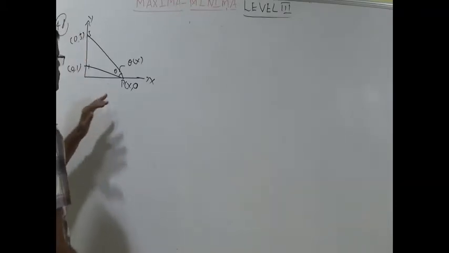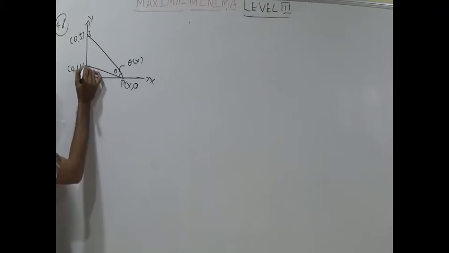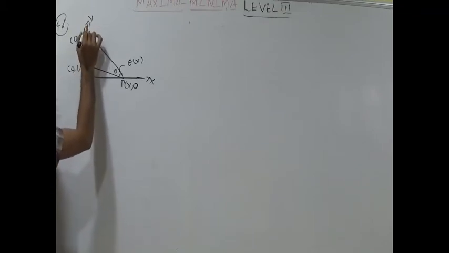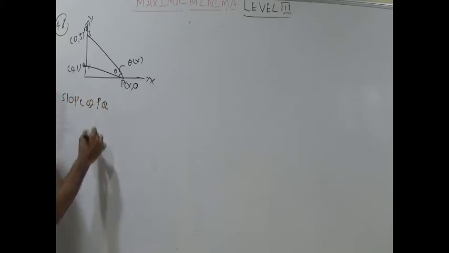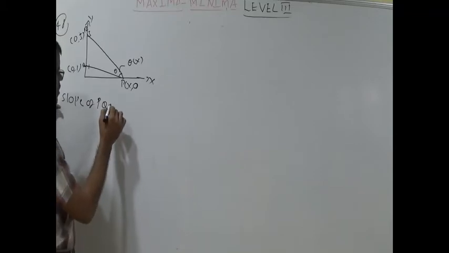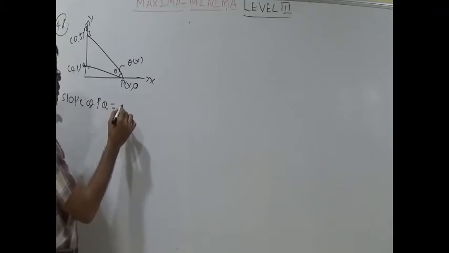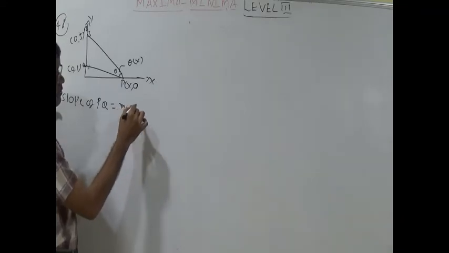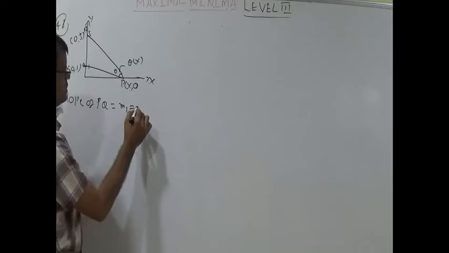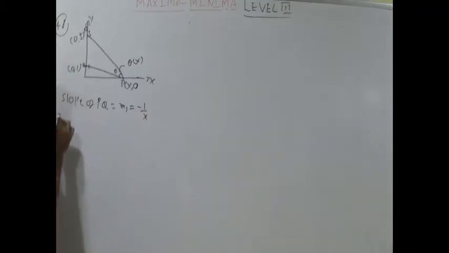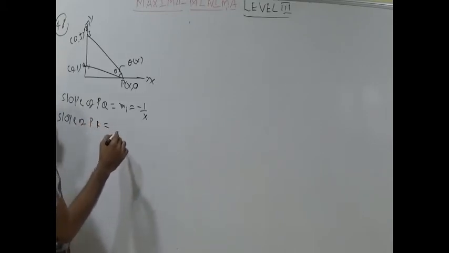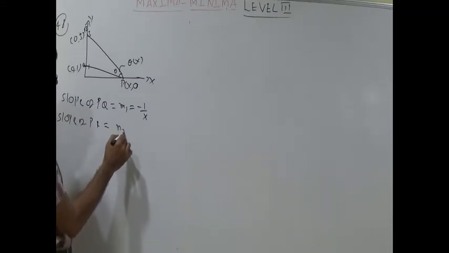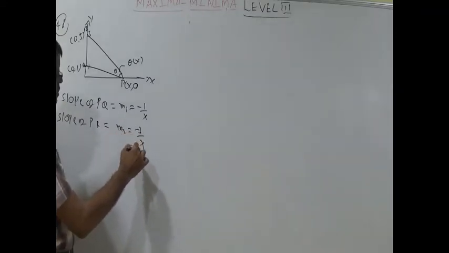Okay, let us discuss slope. Put here the name Q and here the name R. Slope of PQ. In level 3 I said a sum like this. Slope of PQ is equal to 1 minus 0 by 0 minus x. Put the name m1. So minus 1 by x you can write here. Next, slope of PR is equal to 3 minus 0 by 0 minus x. Put the name m2. m2 is equal to minus 3 by x.